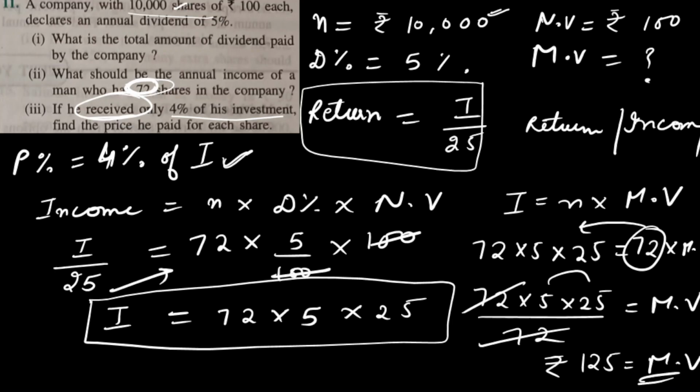It depends on your logic, how you are able to interpret this question. If you want, you can find investment separately, or here itself you can write N's value as I by MV, and then I and I will get cancelled, and only MV will be left behind. You can find it. So any way you can do. Okay, it depends just on your logic or mind, how it works while doing any question.